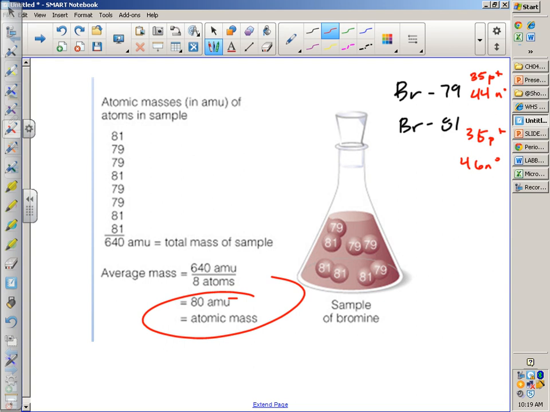We'll pick it up here on Monday. There is some stuff I'd like you to read out of your book about average atomic mass and atomic mass. Check that out. We'll pick it up on Monday.